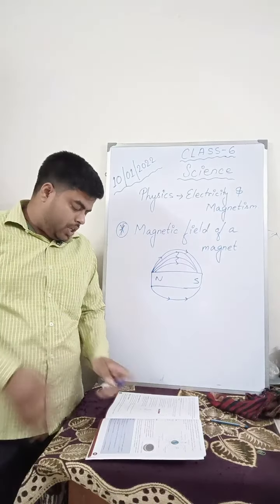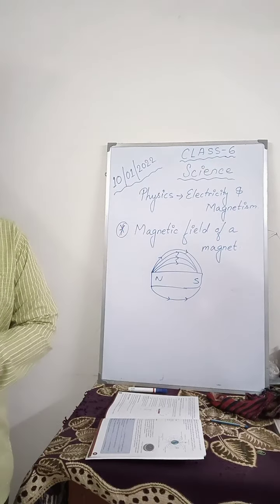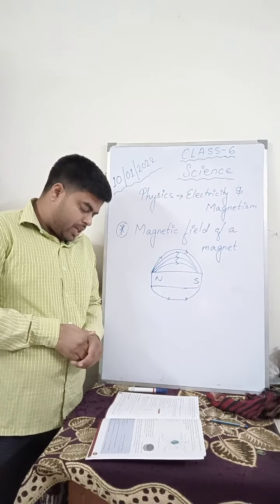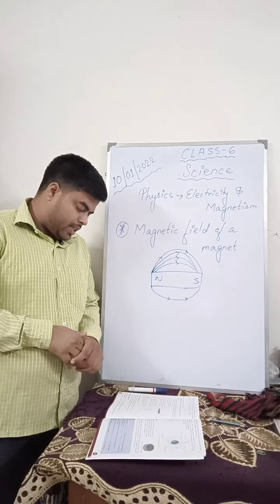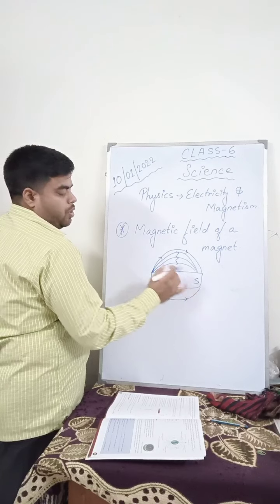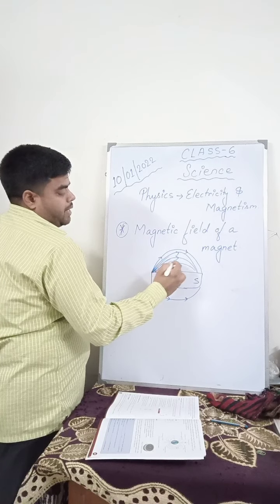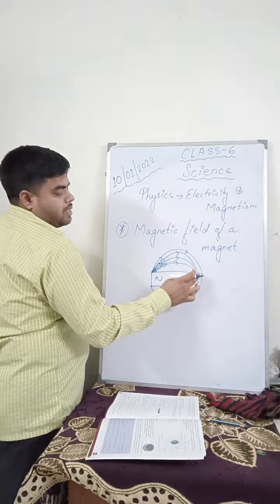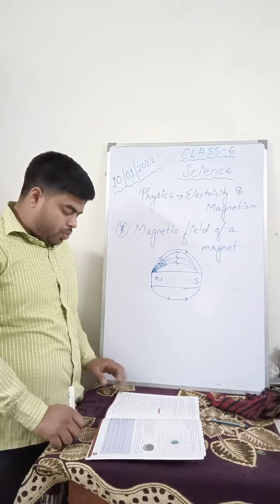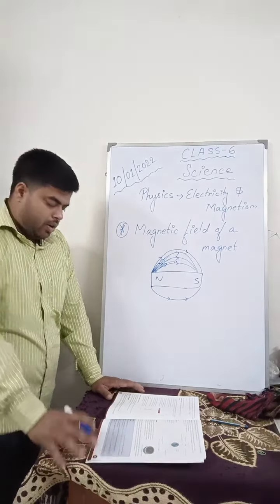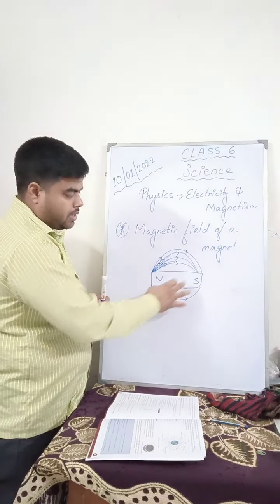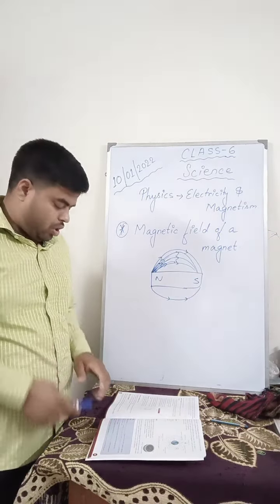Next is the properties of magnetic field lines. So what are the properties of these magnetic field lines? Magnetic field lines are continuous closed curves originating from the north pole and converging at the south pole of a bar magnet. If you take a bar magnet that has a north pole and a south pole, the magnetic lines start from the north pole and end in the south pole. Within a bar magnet, the field lines move from the south pole to the north pole.